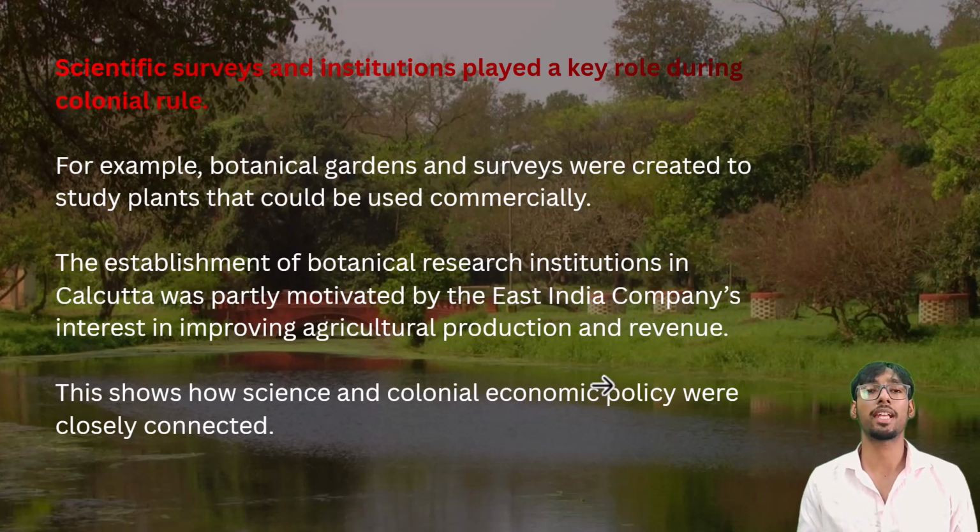For example, botanical gardens and surveys were created to study plants that could be used commercially. The establishment of the Botanical Research Institution in Calcutta was partially motivated by the East India Company's interest in improving agricultural production and revenue. This shows how science and colonial economic policy were closely connected.